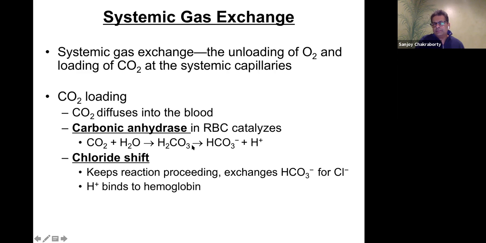Once carbonic acid is produced, it breaks down into a bicarbonate ion and a hydrogen ion, or proton. This hydrogen ion will be accepted by the hemoglobin, so the pH does not vary. But this bicarbonate ion, which is very important, has other functions as a buffer in the body, which you do not need to know right now. It comes out into the plasma in exchange for chloride ion.